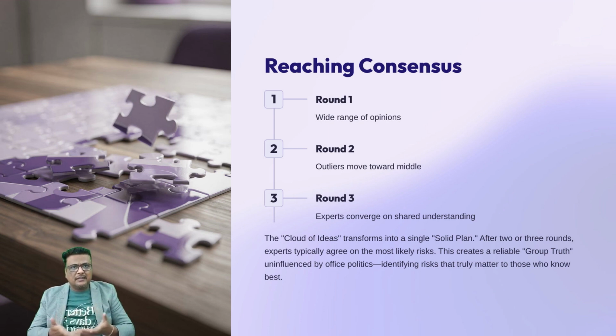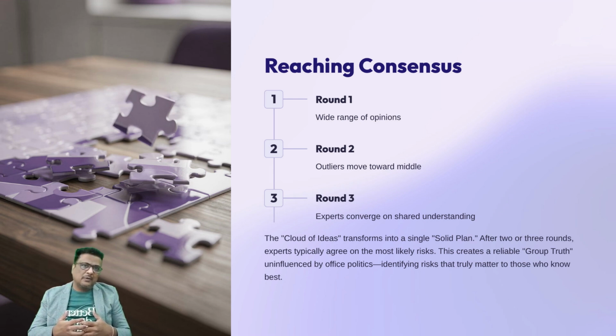Technically, this is the point in the Delphi process where the range of responses narrows and the experts converge on a shared understanding or estimate. In simple terms, it's when the cloud of ideas turns into a single solid plan. Usually, after 2 or 3 rounds of these anonymous surveys, the outliers start to move toward the middle. You find that the experts eventually agree on the most likely risks.